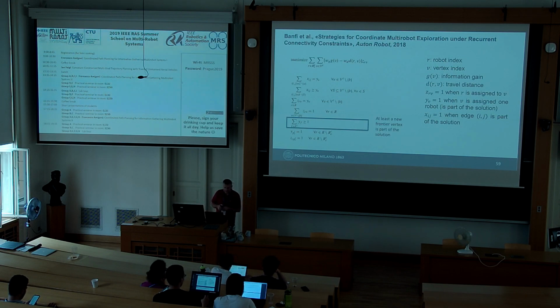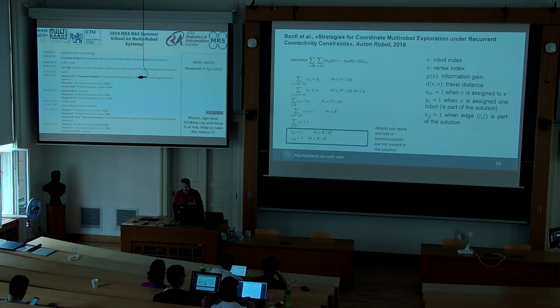Then we should say that at least one frontier is part of the solution, so we must discover something new. And then we have some technical constraints: if some robots are not available for allocation in this round, they should keep their previous positions. I assume that they stay stable.